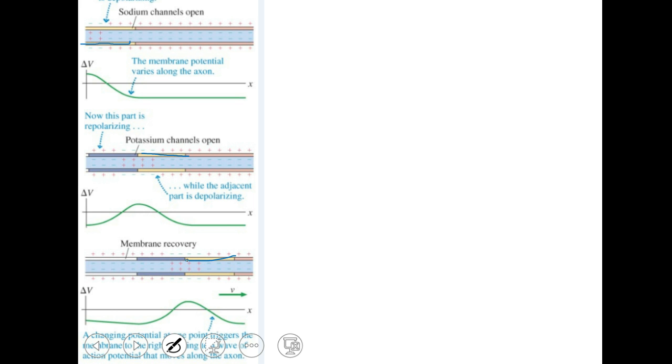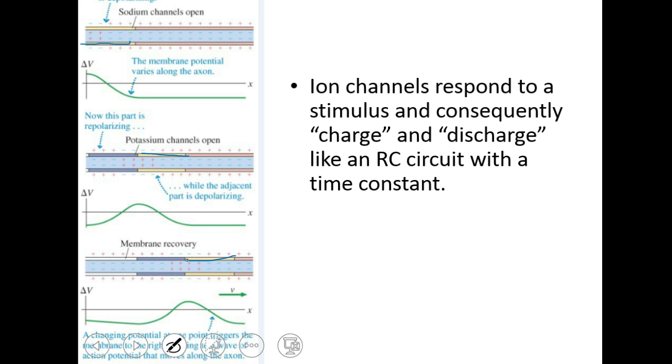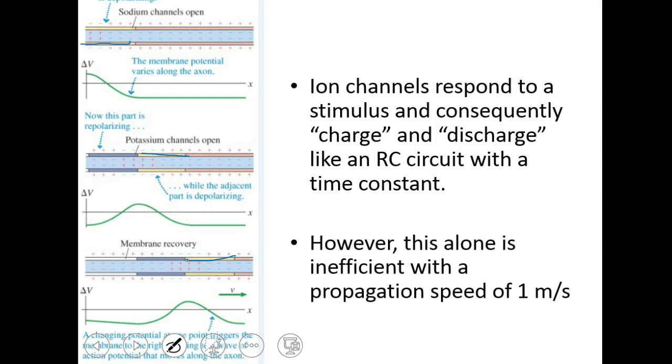And because of those voltage-gated ion channels, they respond to that stimulus to charge and discharge, much like an RC circuit. So that capacitor gets built up, and then it discharges and lets those potassium ions back out, establishing that resting potential.